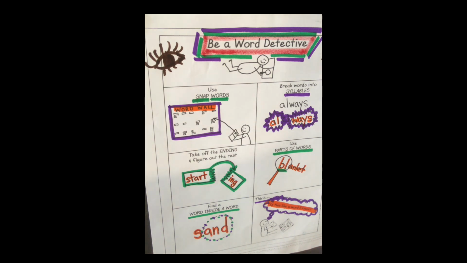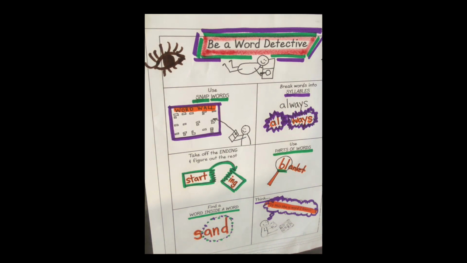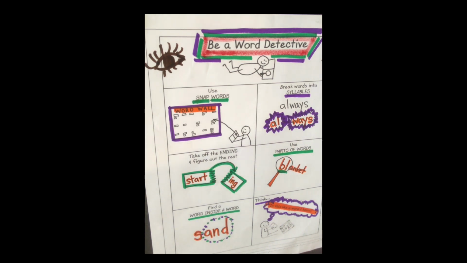So snap words, sight words, words that we know, those are words that you have at home and you have to practice, because when we see them, we just need to know them. And we can't sound them out, so that won't help us too much. So you're going to use your snap word chart or your sight word chart to help you when you come across a sight word you might not know.